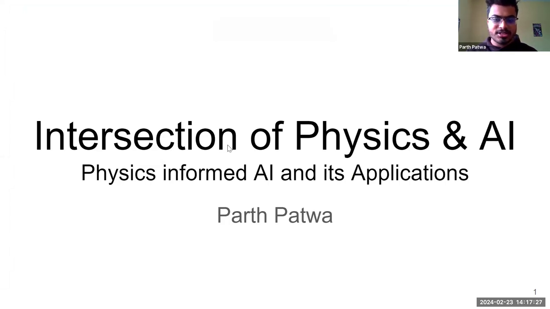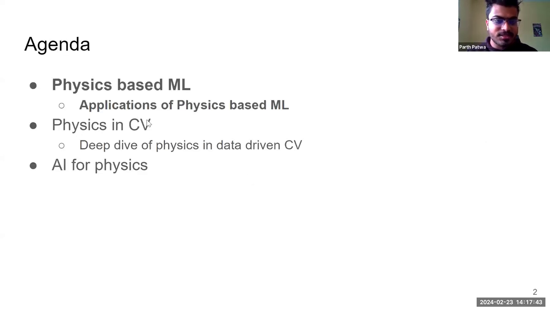So I'll be talking on the intersection of physics plus AI, and my talk is divided into three separate parts. The first one is to give an overview of what is physics-informed AI and its diverse range of applications. After providing the overview of physics-based ML, I will dive deeper into how physics is being used in computer vision. And finally, I will cover some topics on how AI is being used for physics.